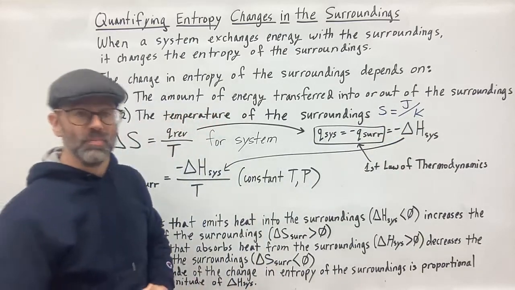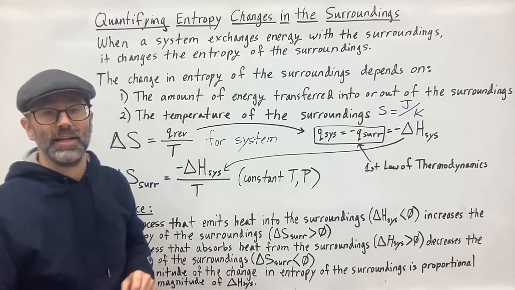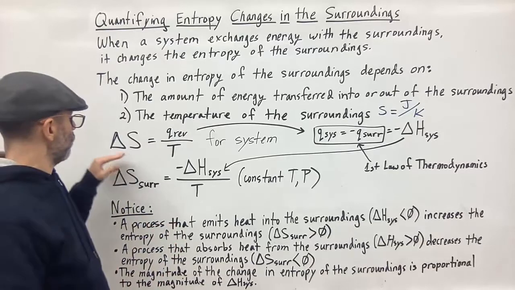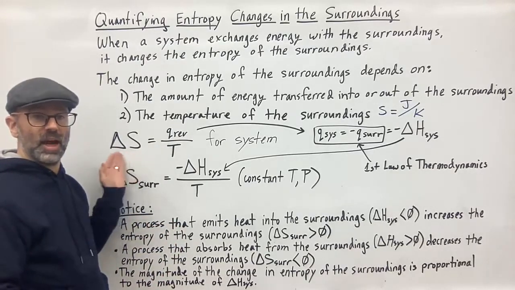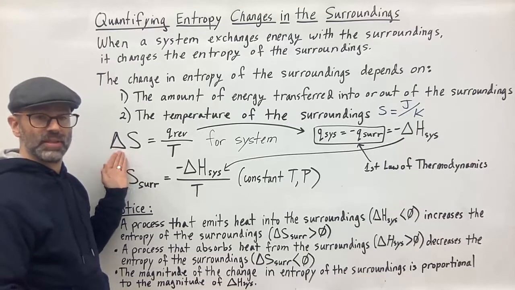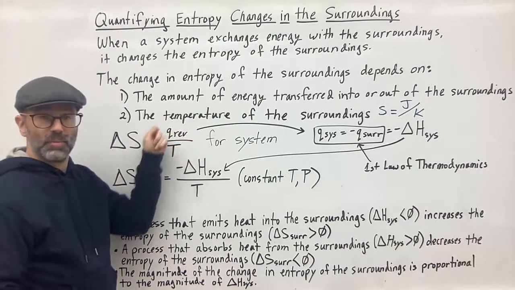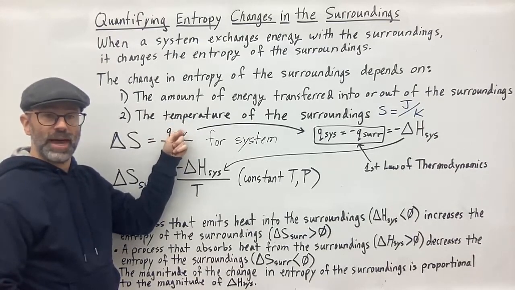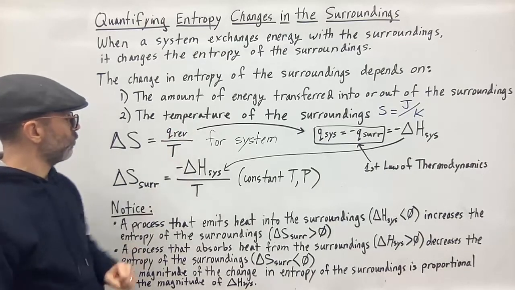Okay, so in order to quantify the amount of entropy change in the surroundings, we go back to our equation for the system. Here, the change in entropy of the system was equal to the heat of the reversible process divided by the temperature. So this was for the system.